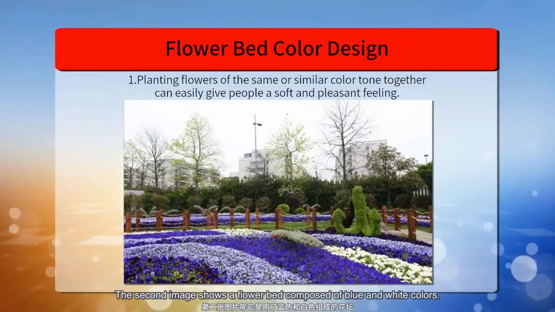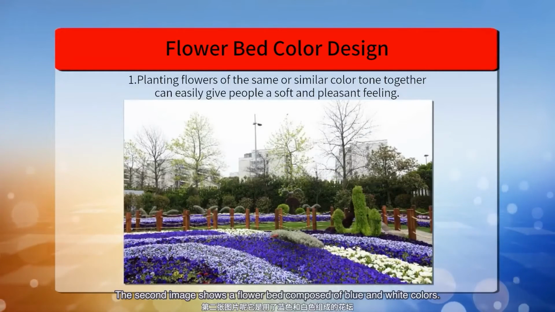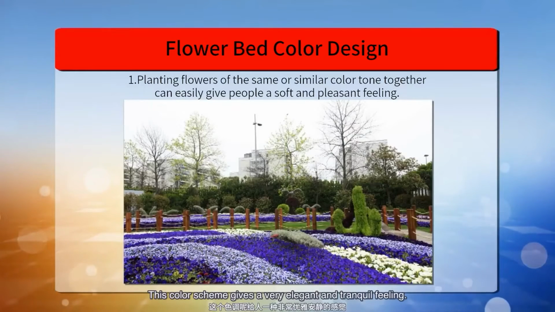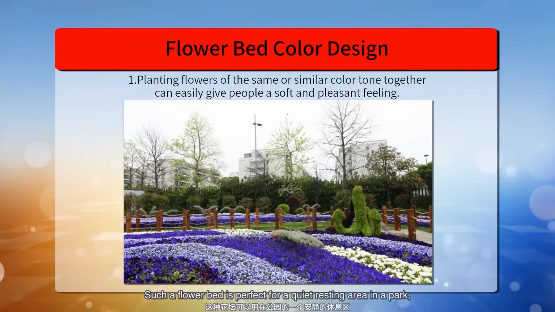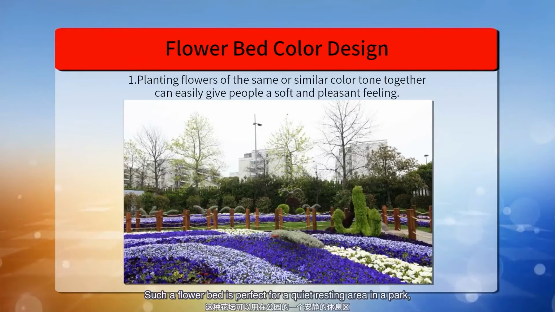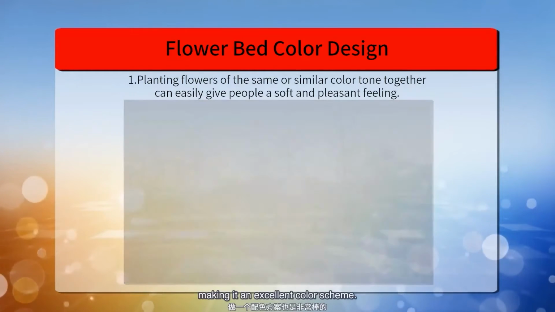The second image shows a flower bed composed of blue and white colors. This color scheme gives a very elegant and tranquil feeling. Such a flower bed is perfect for a quiet resting area in a park, making it an excellent color scheme.